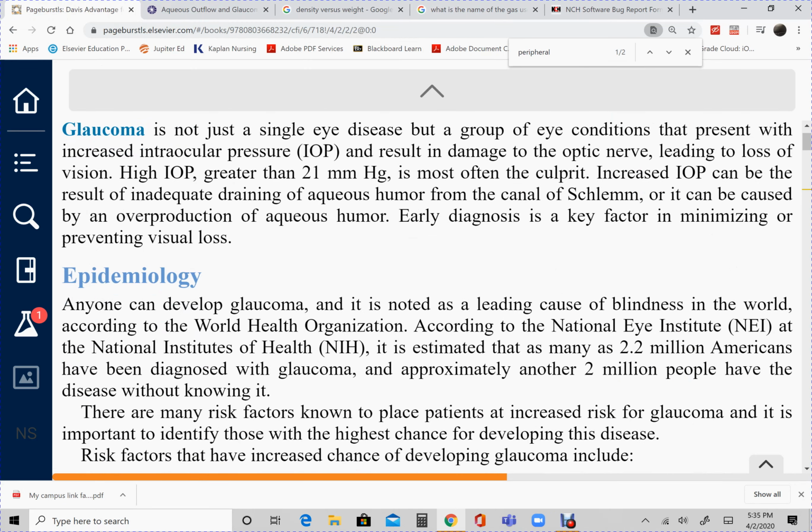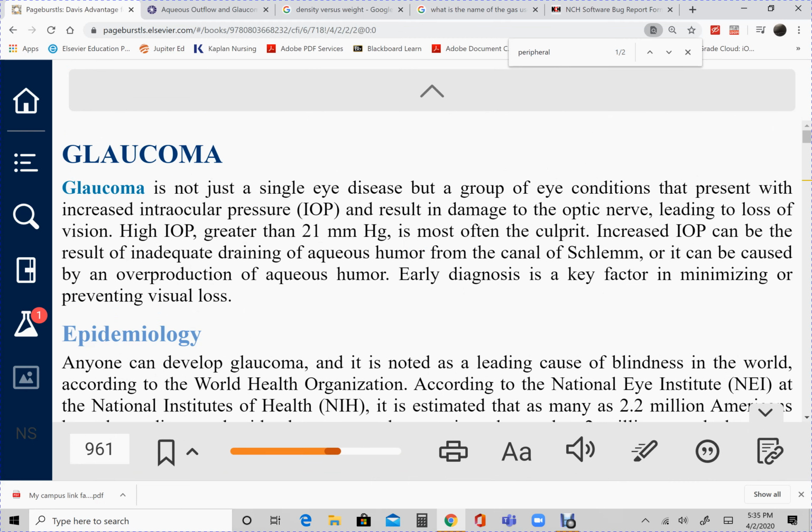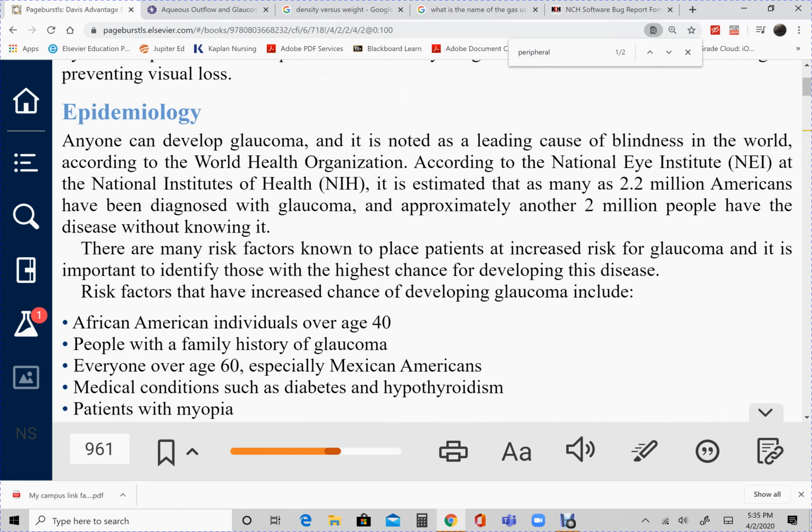Now the problem again results if either there's inadequate drainage of that aqueous humor, causing a buildup of aqueous humor and increased volume, increasing pressure, or there is an overproduction of aqueous humor, or if you have both, then that will be worse. These are the risk factors for glaucoma. Please read them on your own.